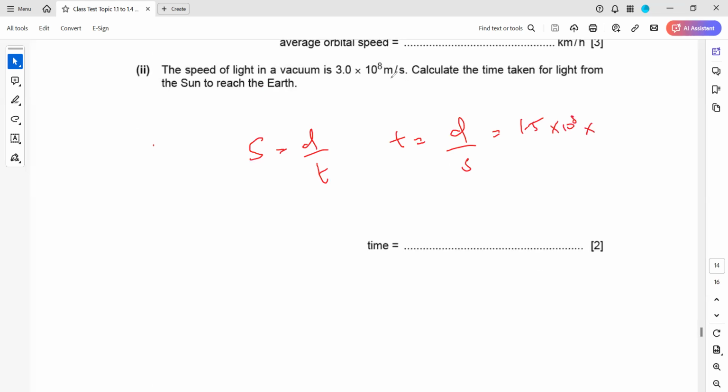We have meter per second here, so we have to multiply by 1000 to convert the kilometer into meter. And then the speed of light is 3 into 10 to the power 8. So when we simplify, the final answer will be 500 seconds, which is about 8.3 minutes it takes to reach us.